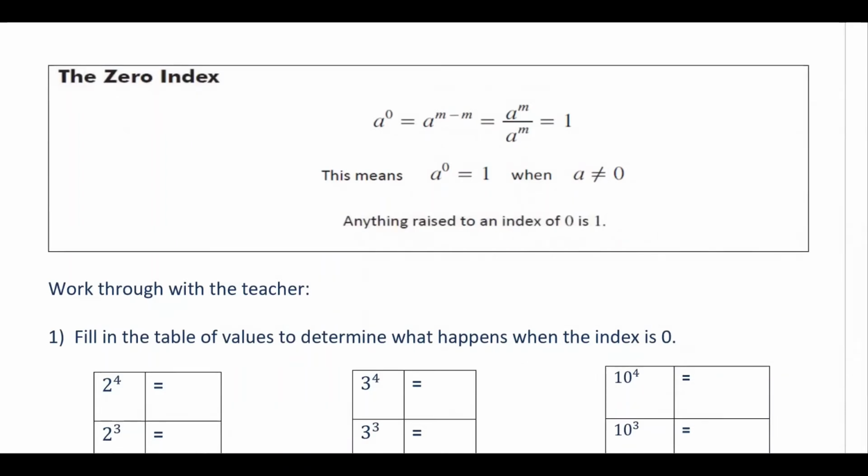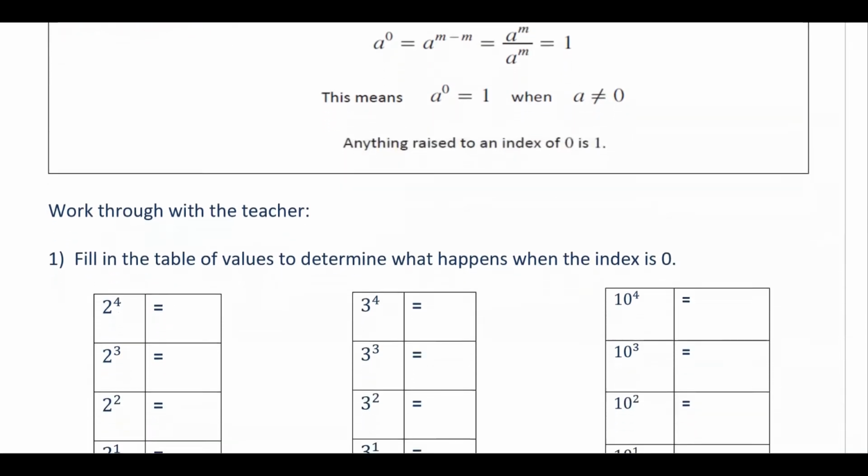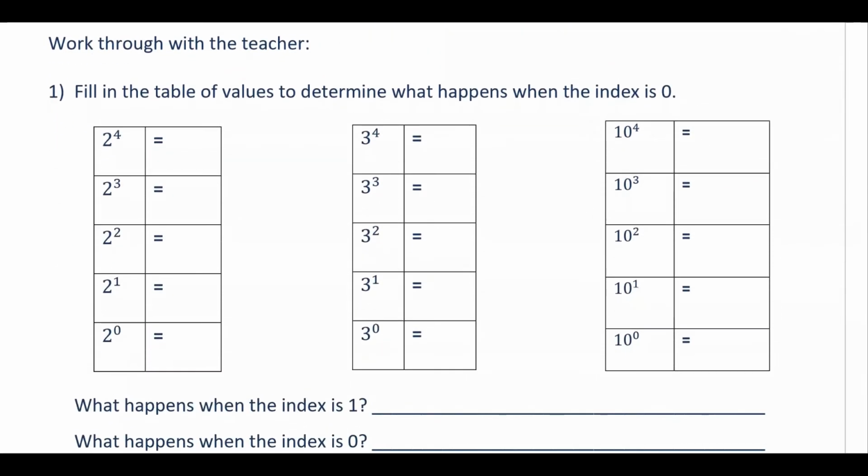In today's lesson, you are going to learn about the zero index. That is, what is the value of a term when the index is equal to zero? I'm going to skip the rule here first and just take you through a couple of examples so that you can generalize from the pattern what must happen. Let's have a look at the first table.